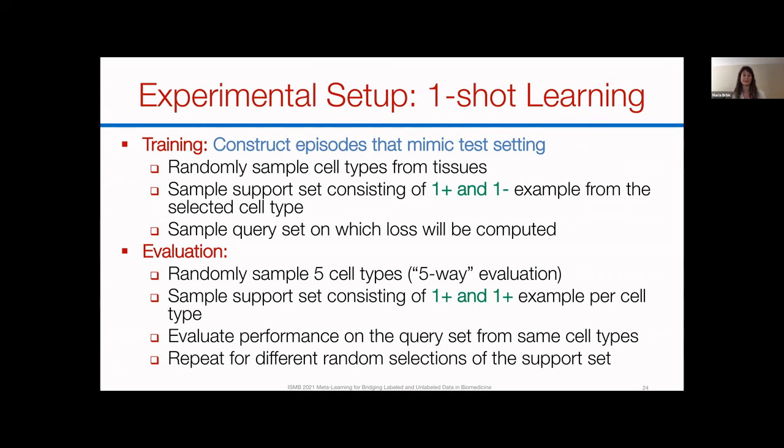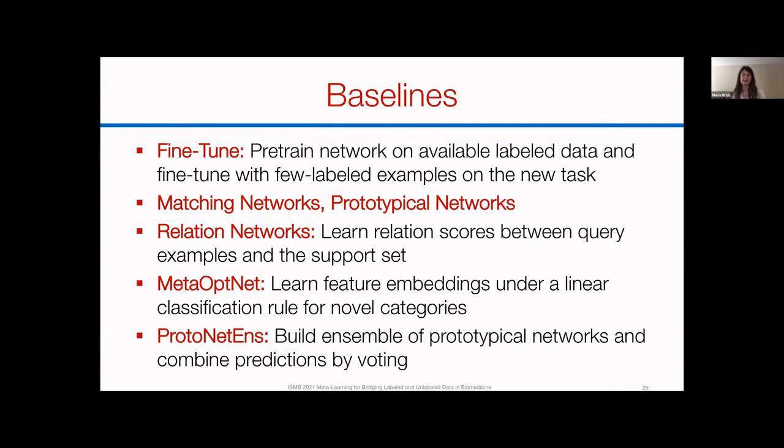The following baselines are considered to compare performance between the prior knowledge enhanced method COMET and state-of-the-art methods. The fine-tune baseline means that we pre-train the network using all available labeled data and then just fine-tune on the few labeled examples on the new task. Matching networks and prototypical networks are non-parametric methods that we covered in the tutorial. Relation networks is a newer metric-based approach that learns relation scores between the query examples and the support set, while MetaOptNet is one of the strongest baselines that learns feature embeddings under a linear classification rule for novel categories. They are out of the scope of this tutorial, but we provide all references at the end of the tutorial so you can explore these methods in more detail if interested.